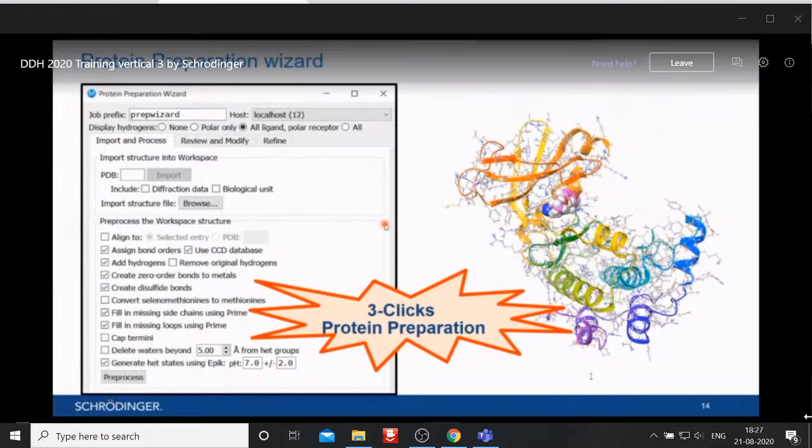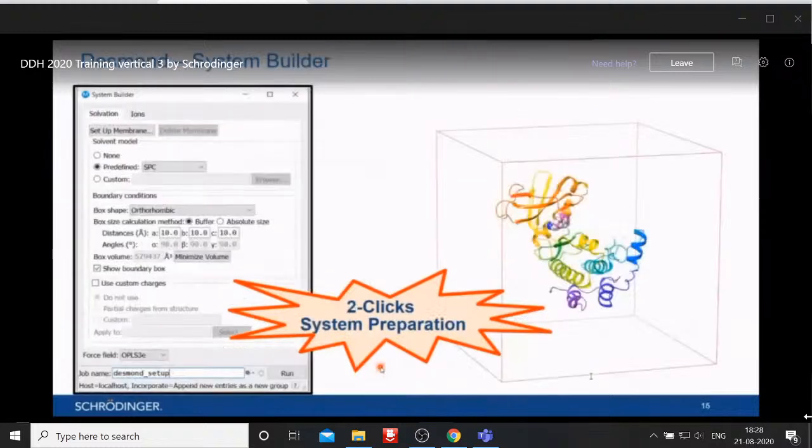As I said, probably in the first day of the lecture, you have seen the protein preparation wizard. Basically, this protein preparation wizard is a single panel, consisting of 3 sub panels: import and process, review and modify, and refine. So there are basically 3 clicks, and in just 3 clicks you will get your protein prepared, just as explained by Dr. Pritesh on the first day. And once you have your prepared structure in just 3 clicks, you are ready for the system builder.